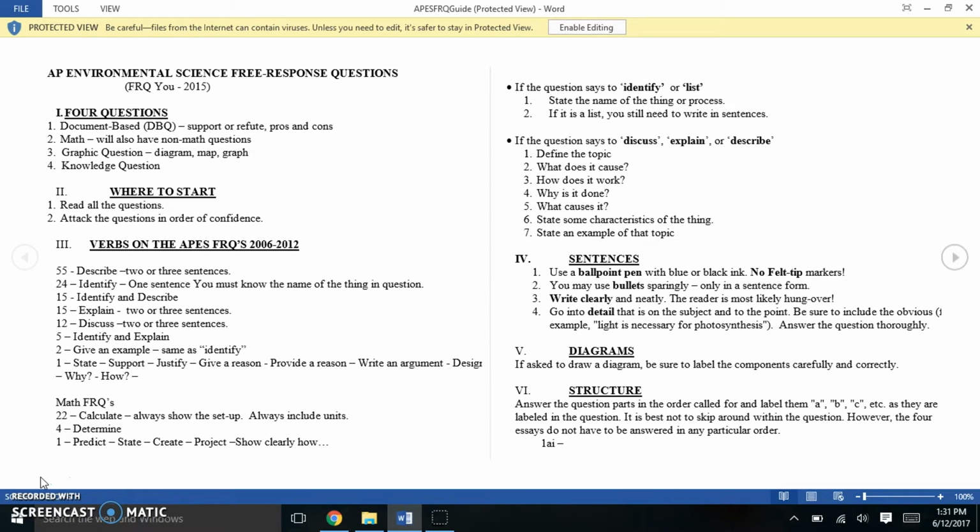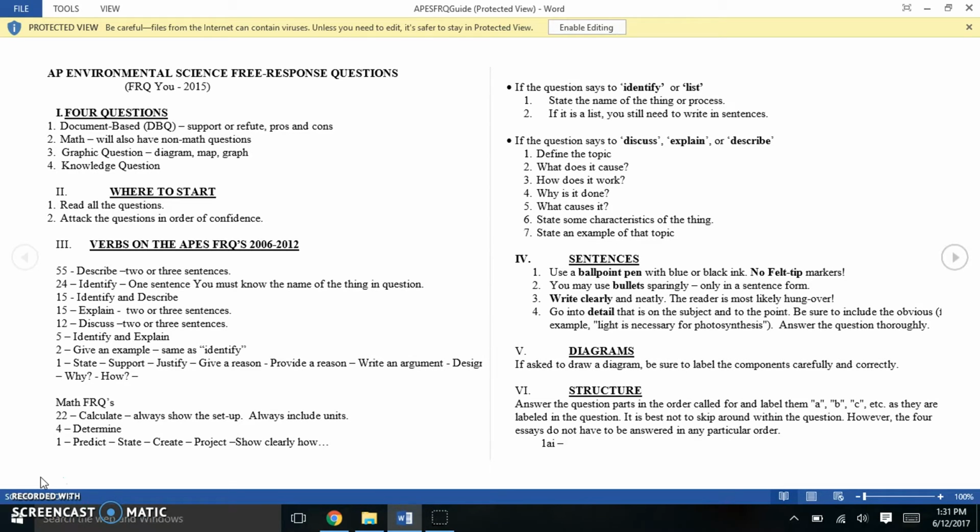If we go to the next slide, if the question says to identify or list, state the name of the things or process. If it is a list, you will need to write in sentences. So we have to do that just as we discussed a while ago with the verbiage. Second part there, if the question says discuss, explain, and describe, define that topic.